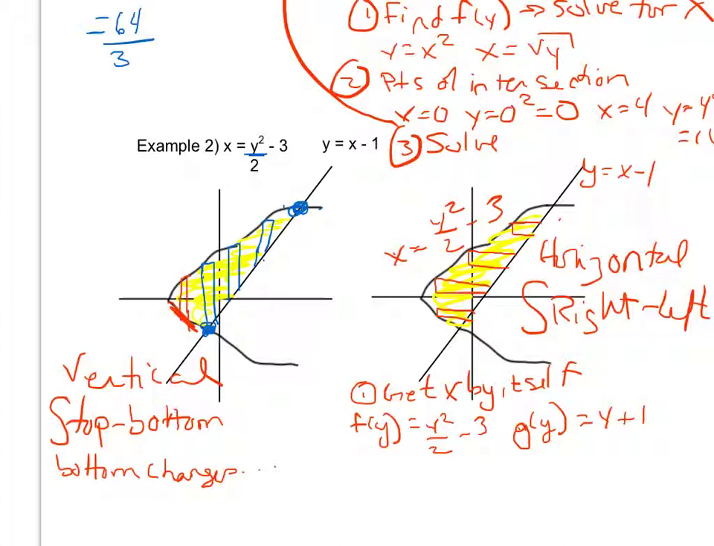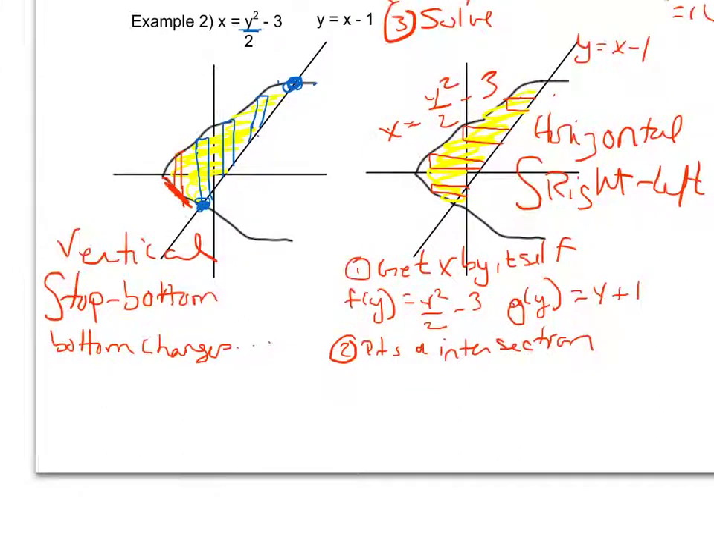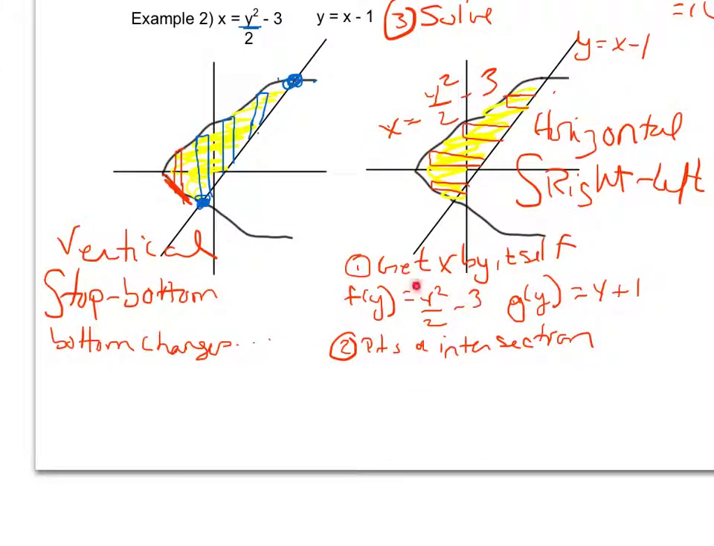And then the next thing I have to do is find my points of intersection. If you remember from before, I can do that by setting my two equations equal to each other. My two equations are right here, because I always want to get x by itself first, so that when I set my equations equal to each other, I can solve for y. Because if I'm integrating with a horizontal rectangle as opposed to a vertical rectangle, I have to have my lower and my upper limits in terms of y. So I'm going to say, when does y squared over 2 minus 3 equal y plus 1?